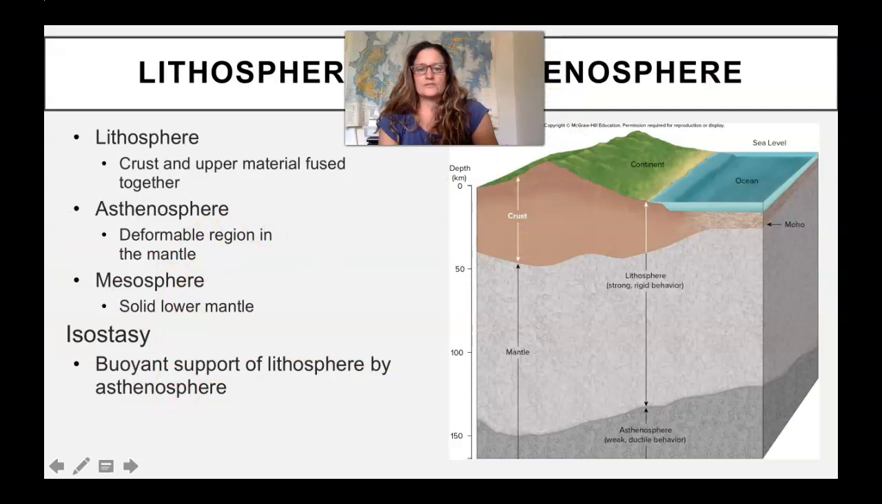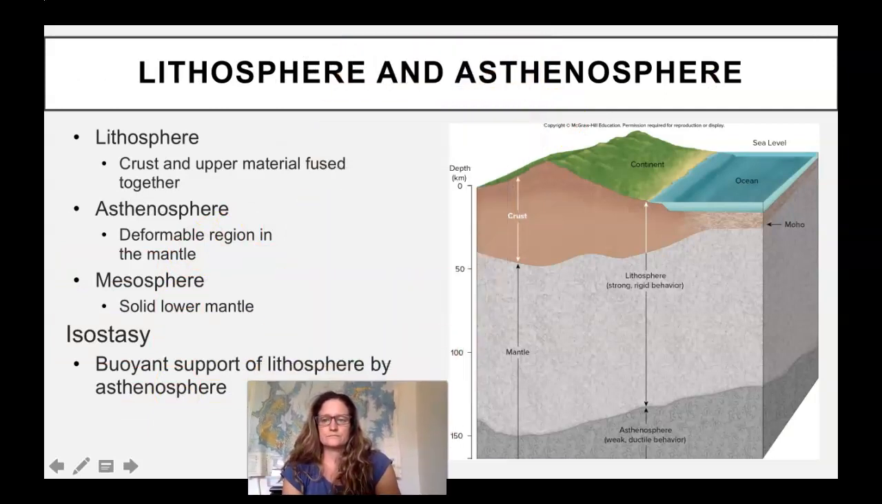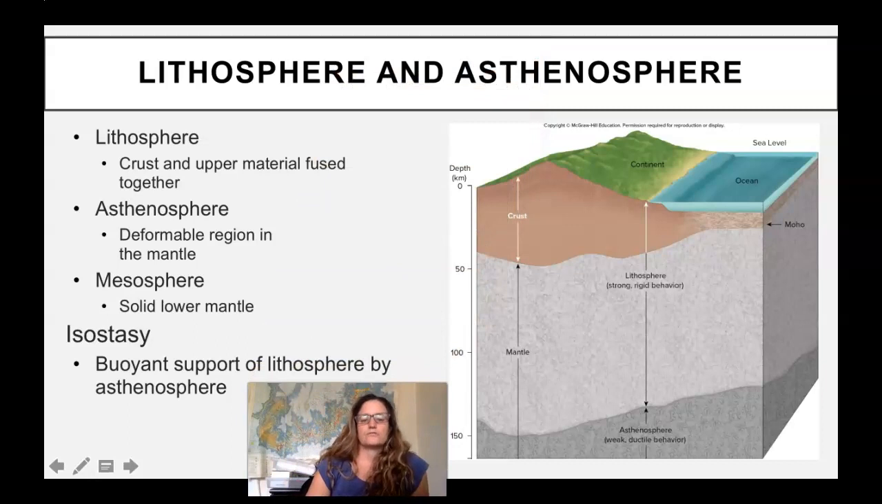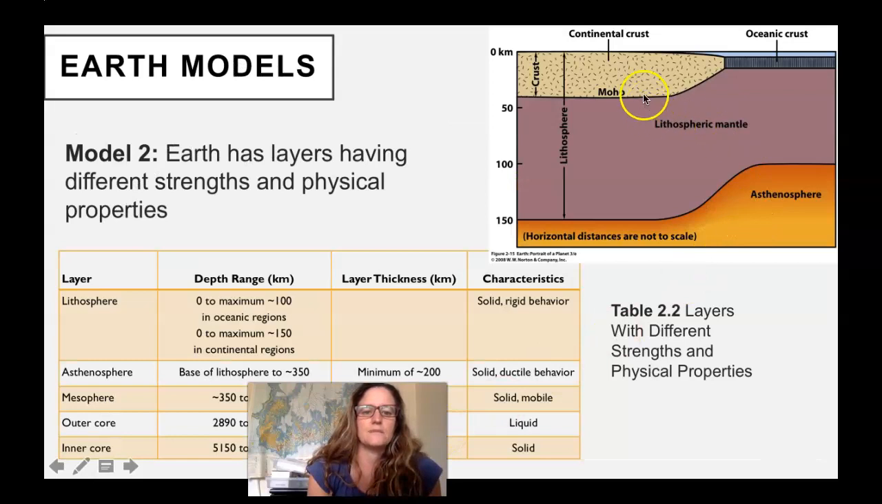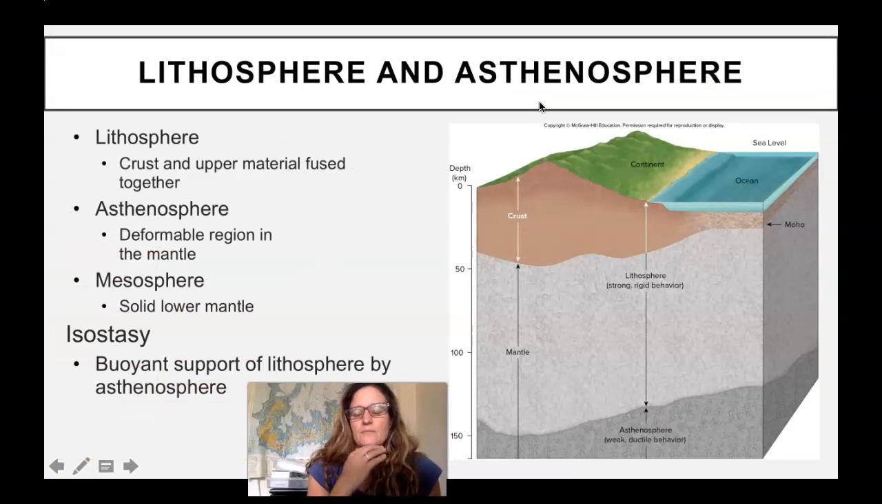All right, the lithosphere, again, is the crust and a little bit of the upper mantle. They are fused to each other. Between the two, I didn't go here, is the Moho. The Moho is a surface, a boundary, that is detected by the seismic waves from earthquakes. We can see that they bounce off the Moho. Okay, here's the Moho.